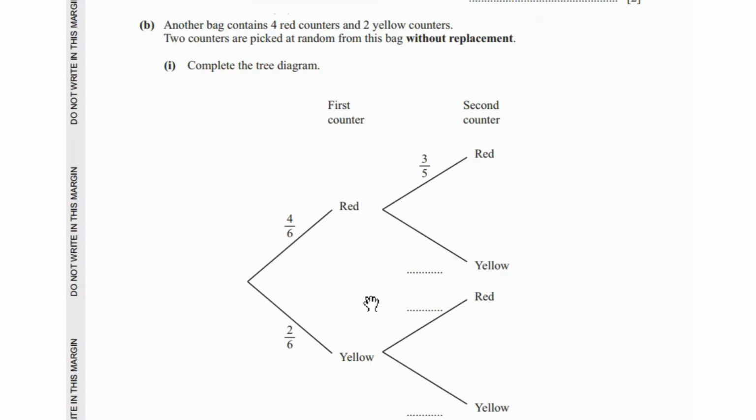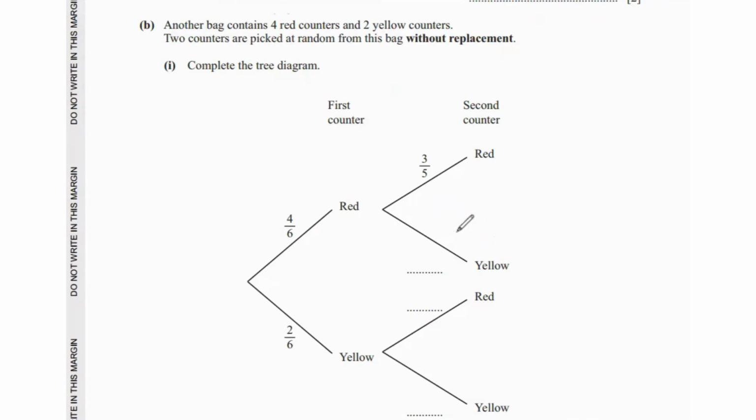So if you notice, the probability for picking the first counter, red is 4 out of 6 and yellow is 2 out of 6. But for the second counter now, for red, it's 3 out of 5. Why is it 3 out of 5? It's because he's already taken out a red counter from the bag. So now there is one less counter from the total number of counters as well. That's why the probability for getting a red again is 3 out of 5.